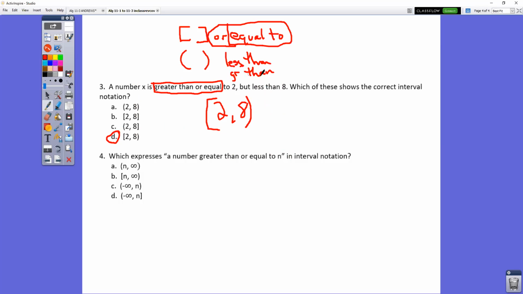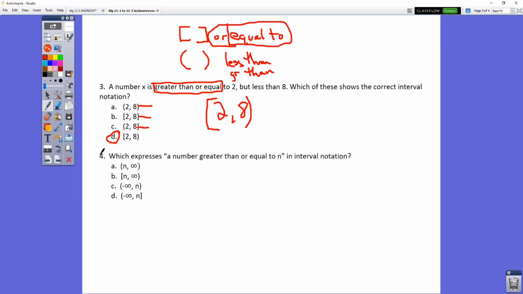If it had or equal to and or equal to, that would be B. If it just had greater than and less than, it would be A. If it was greater than and then less than or equal to, that's when it would be C.